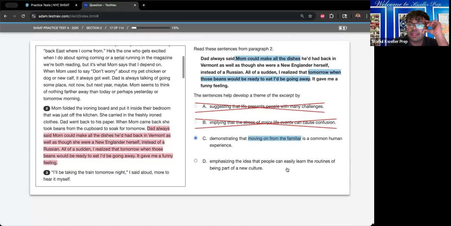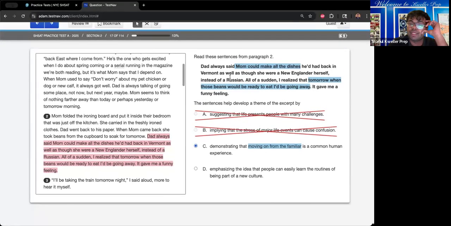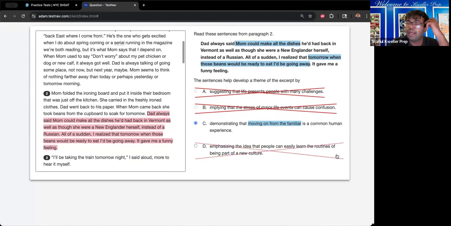And emphasizing the idea that people can easily learn the routines of being part of a new culture. This should be obvious. This is just irrelevant from the point. I don't really see anything here where she talked about learning the routines as being part of a new culture. So the answer should just be C.